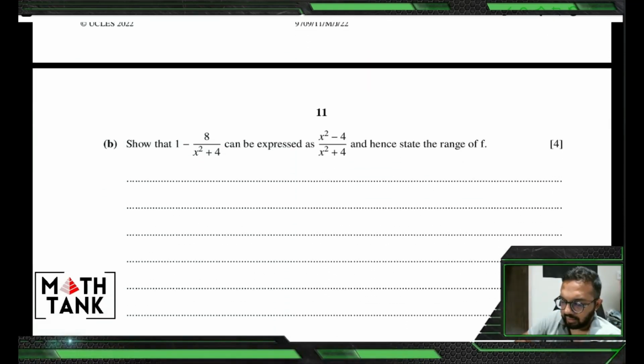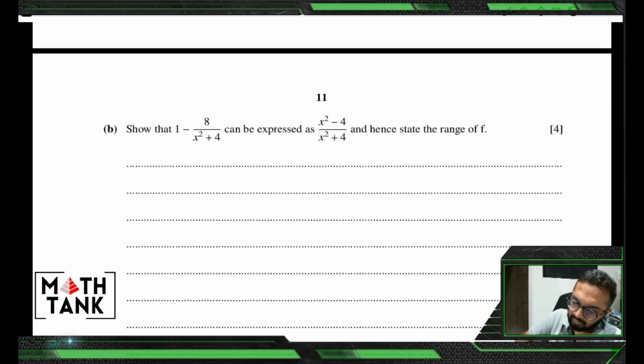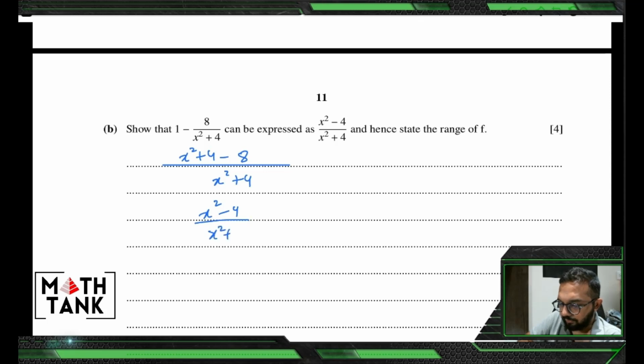Then it says show that 1 minus 8 over x squared plus 4 can be expressed as this, and hence state the range of f. So, just proving. You get x squared minus 4 over x squared plus 4. Now when I want to determine the range, there are two ways of thinking about this.